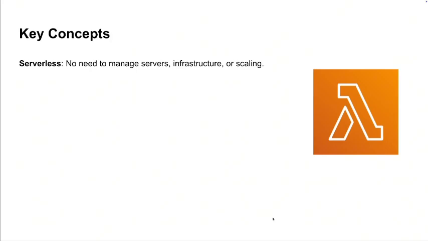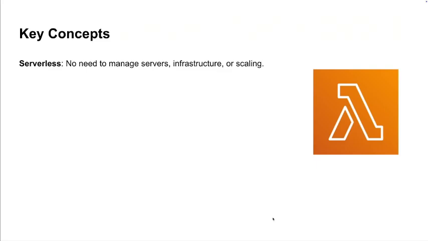So the concept around Lambda is a serverless service. There's no need to manage servers, infrastructure, or scaling. What we mean here is, unlike when you deploy your S3 buckets or your EC2 instances, you need to set up your service, your AMI, which is your operating system, and whatever image or boot time installation that needs to run with it. But in terms of Lambda, you don't need to worry about infrastructure or scaling.